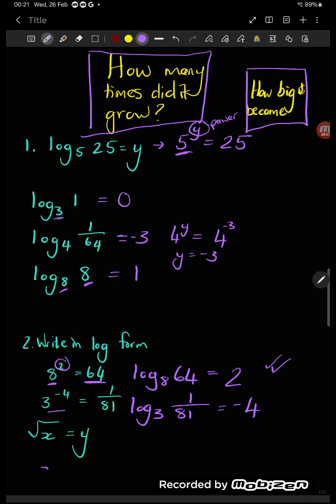Remember, your square root means this. It means x to the half. Let's put that a little bit differently. It means x to the half is equal to y. So I've got my base, I've got how much it grew by, and how big it became. So I'm going to go log base x of y equals, what was the growth rate? It was a half. Okay, good stuff.